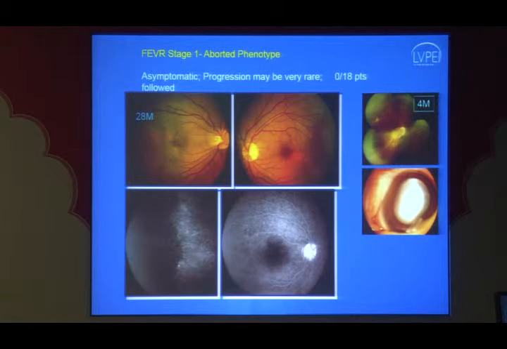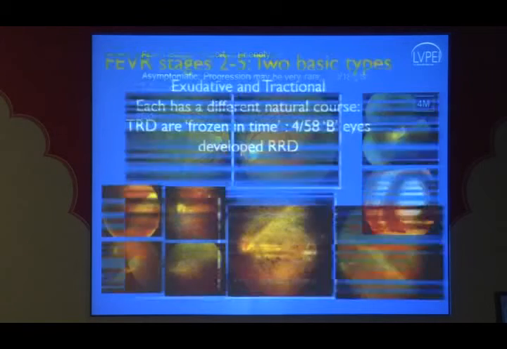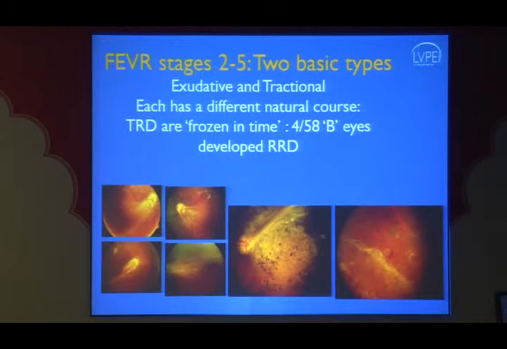And this is the father of this 4-year-old child. You can see that the father is asymptomatic and he's remained asymptomatic for the last 20 years. There's been no change in his retina. But the child came with a very severe phenotype of leukocoria since birth in one eye and advanced FEVR in the other eye. In FEVR stage 2, there are 2 basic types. One is the exudative type and one is the tractional type. The tractional type very rarely progresses. Mostly they're frozen in time. Sometimes they do develop rhegmatogenous RDs because of the traction component, but usually they don't develop exudation.